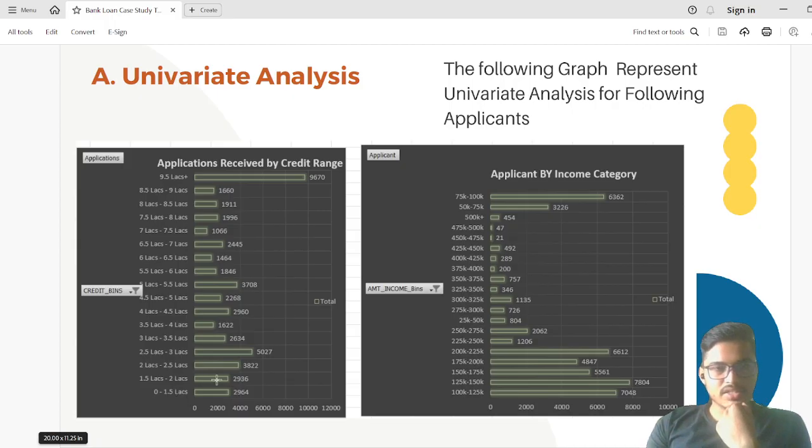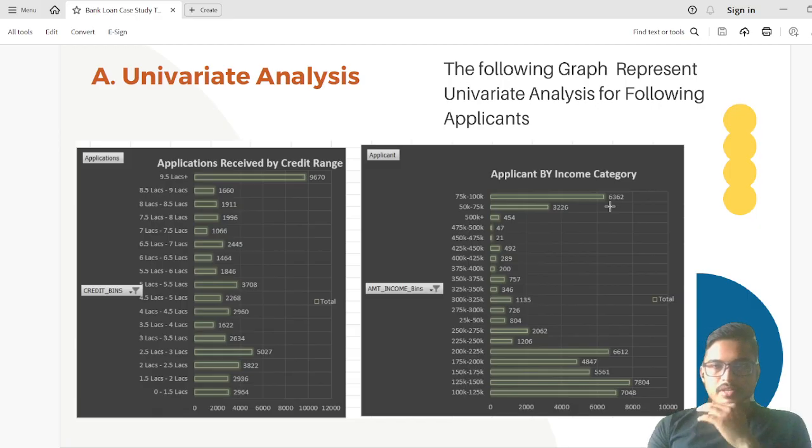As the credit range increases from 0.5 to 1.5 lakhs to 2.5 lakhs, there is a significant increase in the number of applicants, while this is very much higher. Then again ups and downs were happening, and this is in the middle range, I think 5 lakhs to 5.5 lakhs with 3,700 applicants.